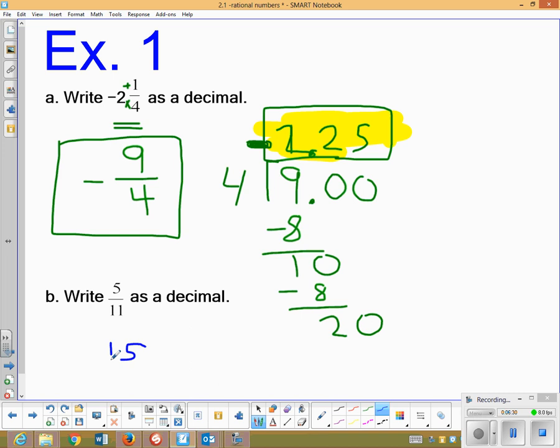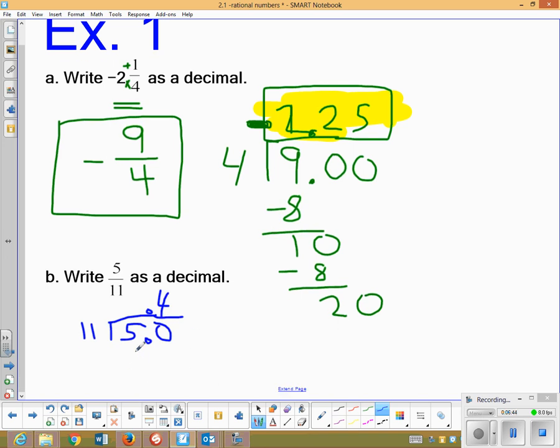So 11 can't go into 6, so I drop a 0. And I know that 11 goes into 60. Closest is 5 times. So I'm going to go ahead and put 11 times 5 is 55. Again, this is just long division we've done. 60 minus 55 is going to be 5. And then it keeps on going. So we'll keep on going. 0 here. Drop down the 0 down here.